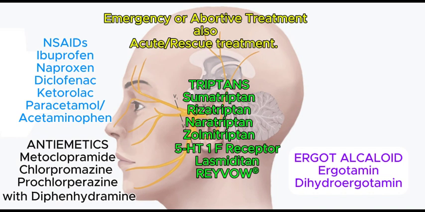But ergotamine and dihydroergotamine, intravenous, intramuscular, subcutaneous, and intranasal, are recommended for acute attacks as parenteral administration and are effective as adjunctive therapy for medication overuse headaches and migraine state.